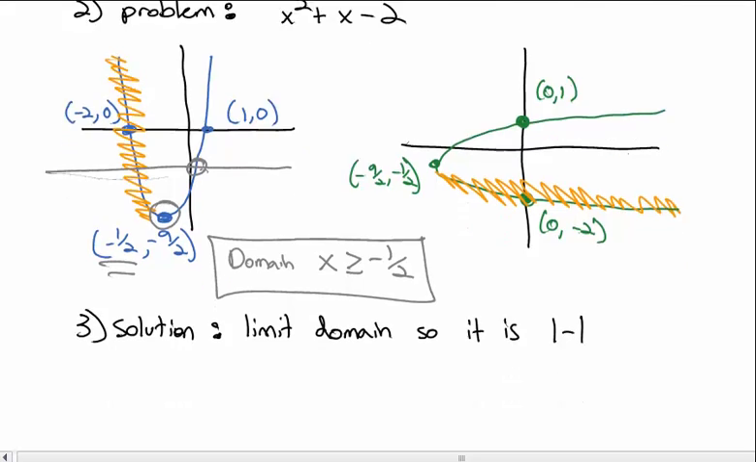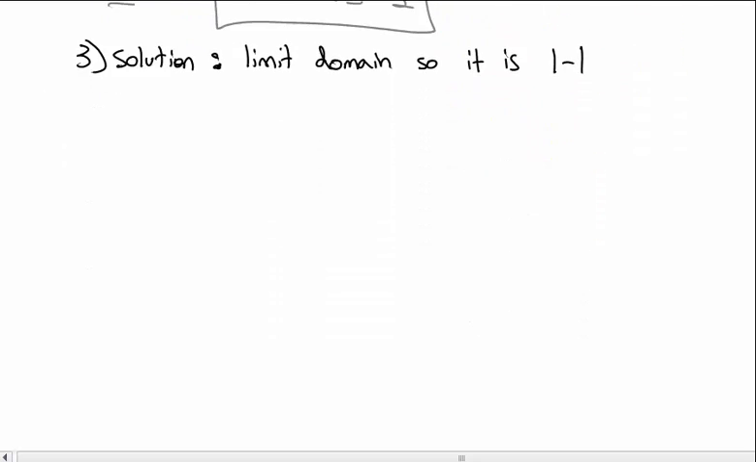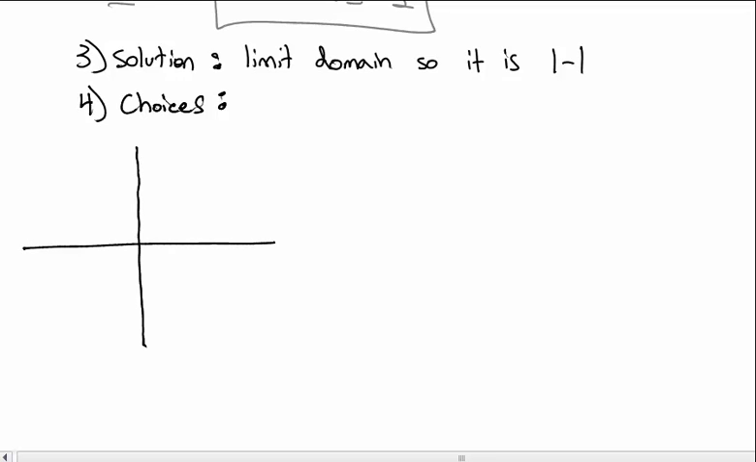Now that does provide choices, though. Sometimes there's more than one, oftentimes more than two, choices as to how we restrict the domain. For instance, look at this graph.